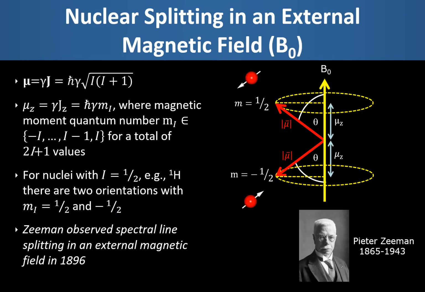In 1896, Peter Zeeman observed the splitting of optical spectral lines in an external magnetic field. Since then, the splitting of energy levels proportional to an external magnetic field has been called the Zeeman effect, with the effect in the nucleus known as the nuclear Zeeman effect. For protons with a spin quantum number of 1/2, there are two orientations with the magnetic moment quantum numbers of plus and minus 1/2. It's left as an exercise for the viewer to calculate the angle theta. Note that h bar is the reduced Planck's constant equal to h divided by 2 pi.